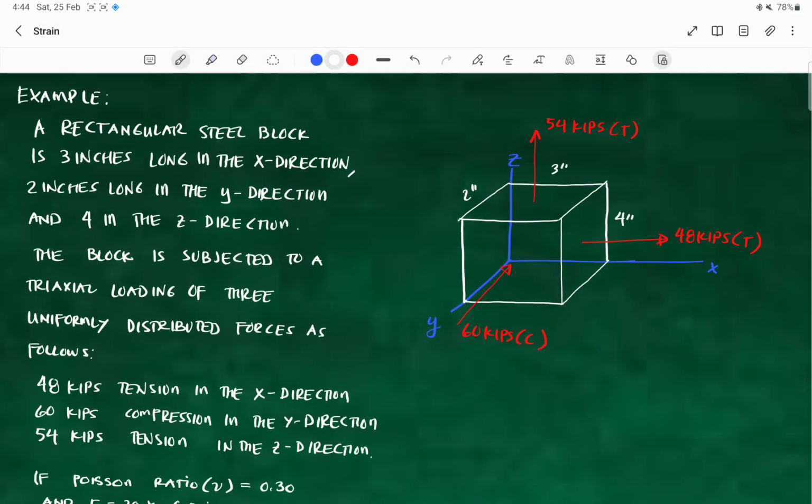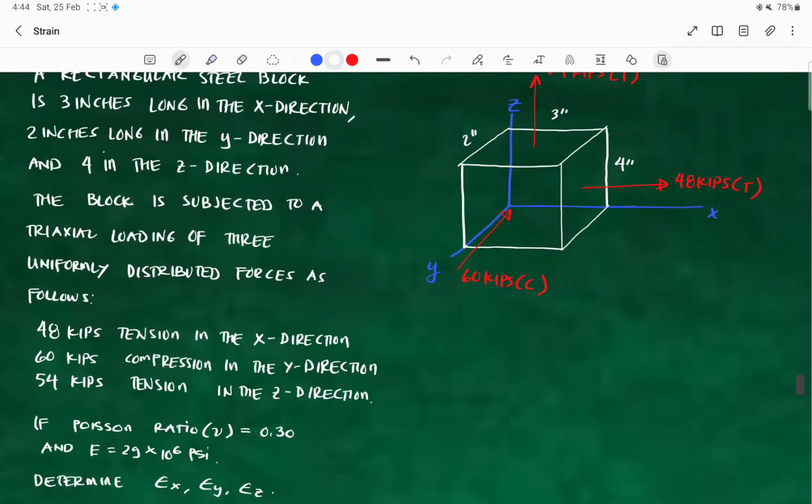Okay, so solve natin yung problem na to. So, rectangular steel block, 3-inch long in X direction, 2-inch long in Y direction, and 4-inch long in Z direction. So, the block is subjected to triaxial loading of 3 uniformly distributed forces as follows.